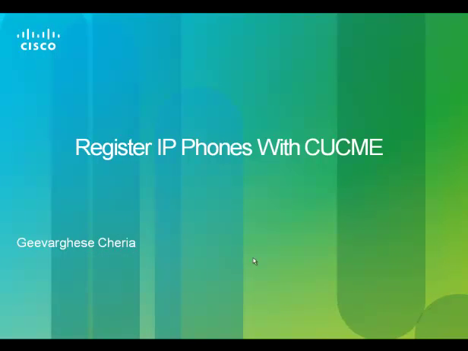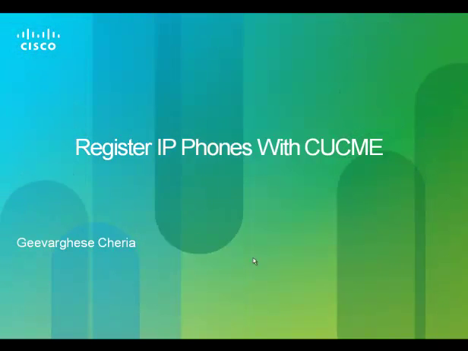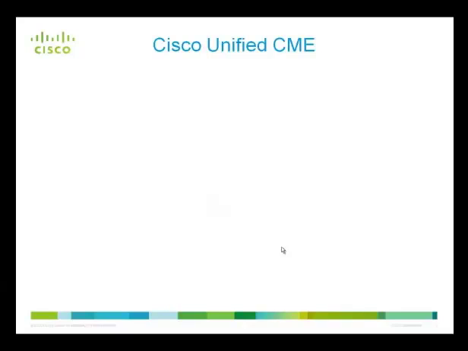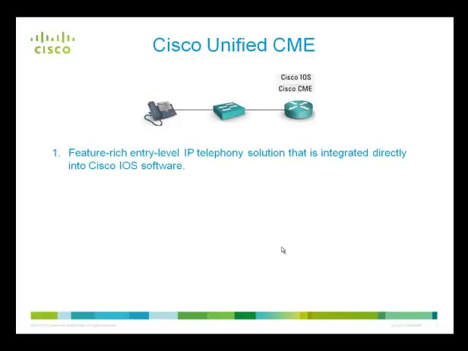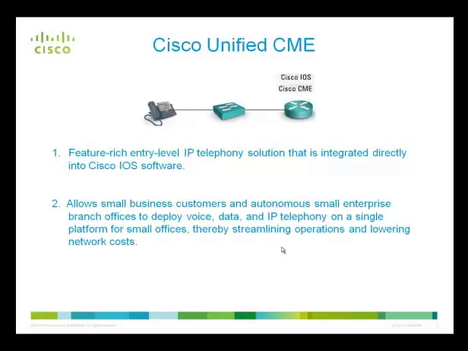In this video we are going to see a quick demo of registering a Cisco IP phone with Cisco Unified Communication Manager Express. Cisco Unified CME is a feature-rich entry-level IP telephony solution that is integrated directly into Cisco IOS software. You need to buy the license from cisco.com, then only you can have this feature. It also allows customers like small business offices to deploy voice, data and IP telephony on a single platform.